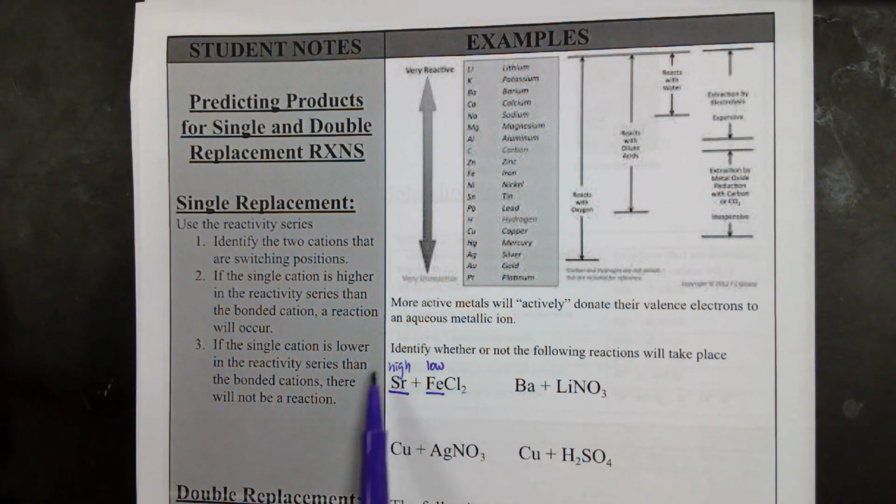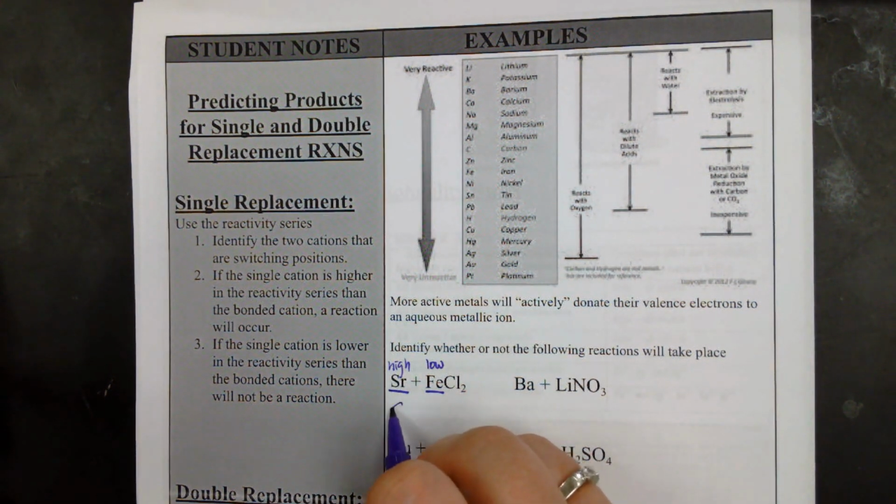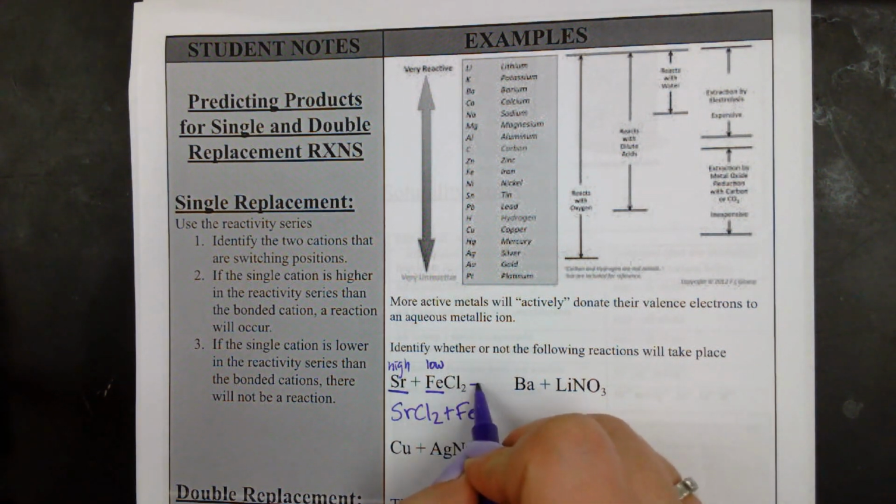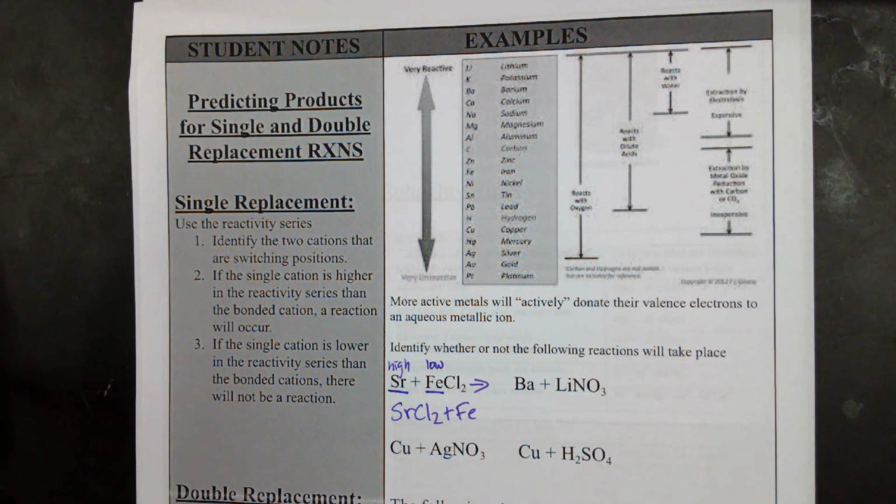Typically what will happen is the more reactive element will kick out the less reactive element. So in this case, strontium is by itself, iron is less reactive, so strontium is going to kick out the iron in this reaction. So that means strontium and chlorine will end up together and iron will end up by itself. So I will end up with SrCl2 plus Fe. That's the reaction I'm going to get.